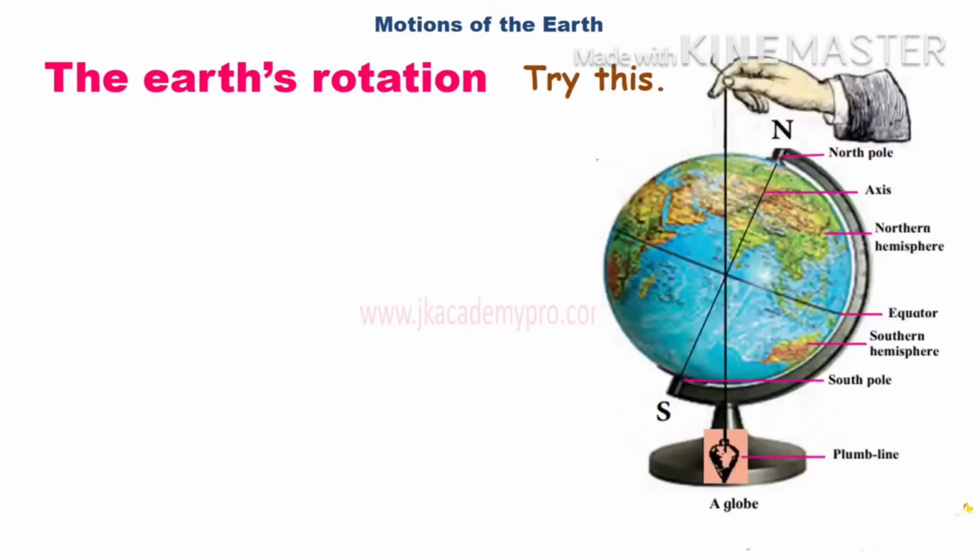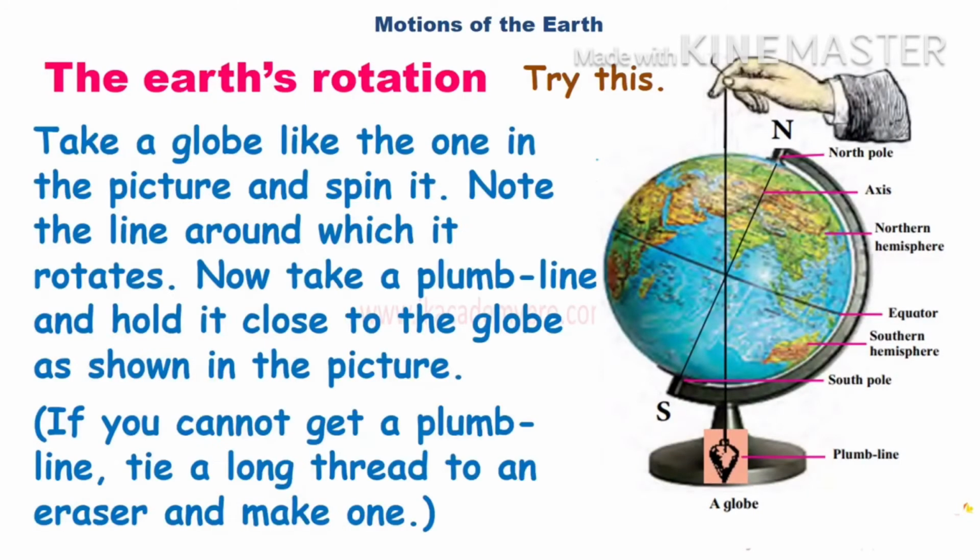Here is also an activity. You have to try this. Take a globe like the one in the picture and spin it. You can see the globe in the picture. You just have to spin the globe. Now note the line around which it rotates. Now take a plumb line and hold it close to the globe as shown in the picture.